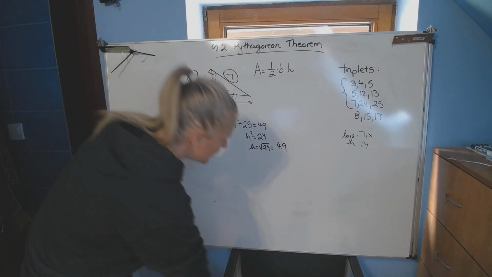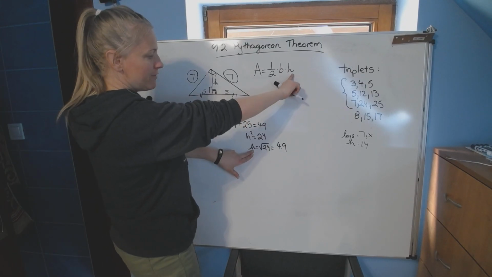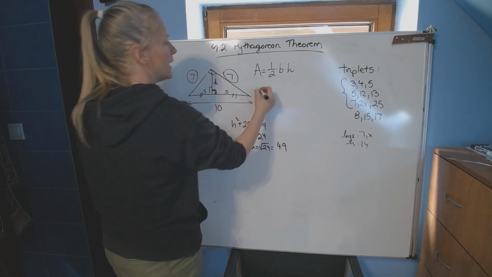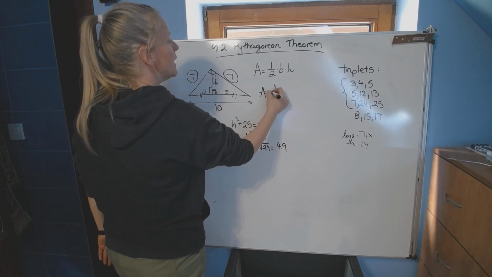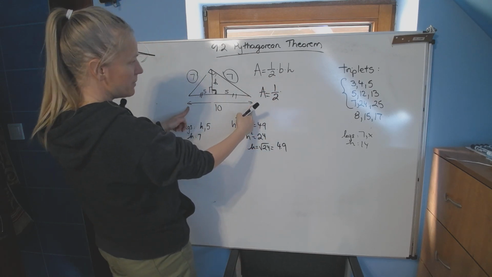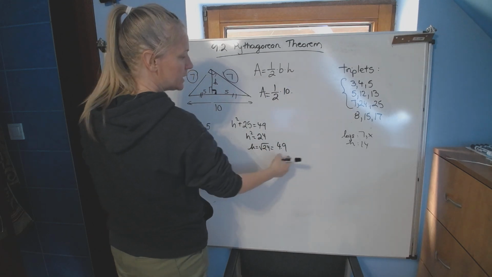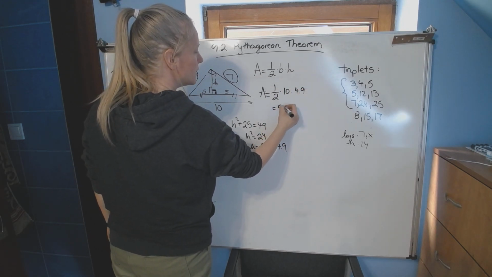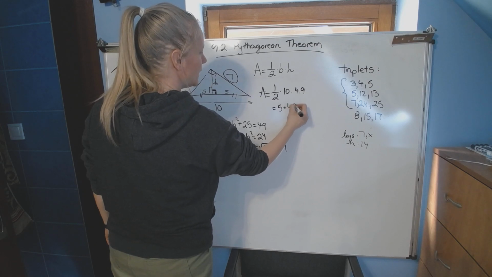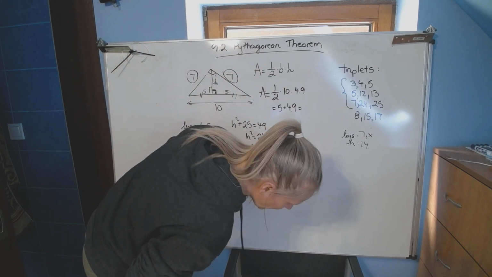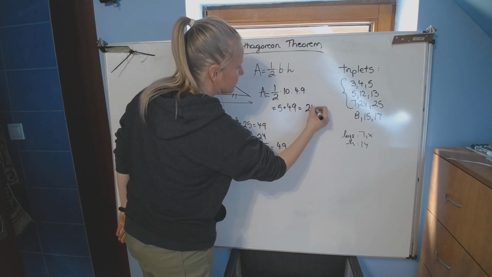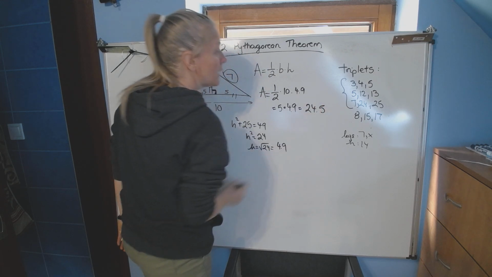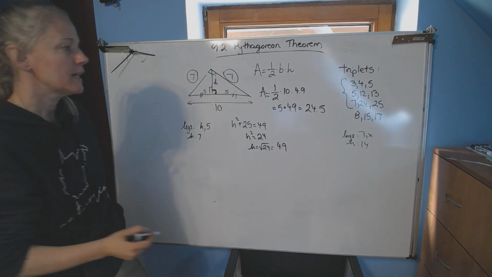Now that I have my h, have my height, I can go ahead and find the area of the big triangle. Half times my base, which was 10, times my height, which is 4.9. Half of 10 is 5, times 4.9, which gives me 24.5, about, because we're rounding, right? About 24.5. That is the area.